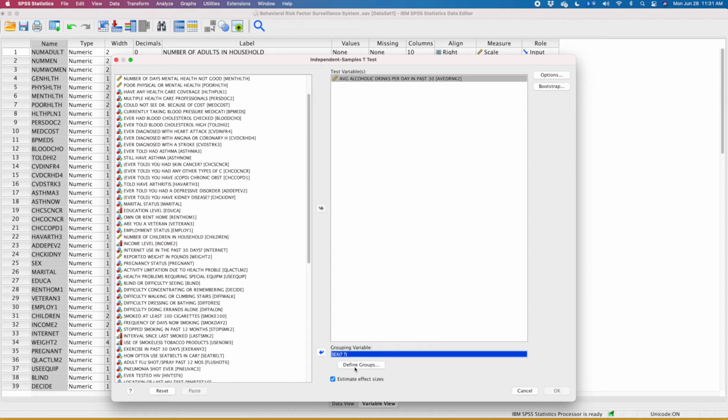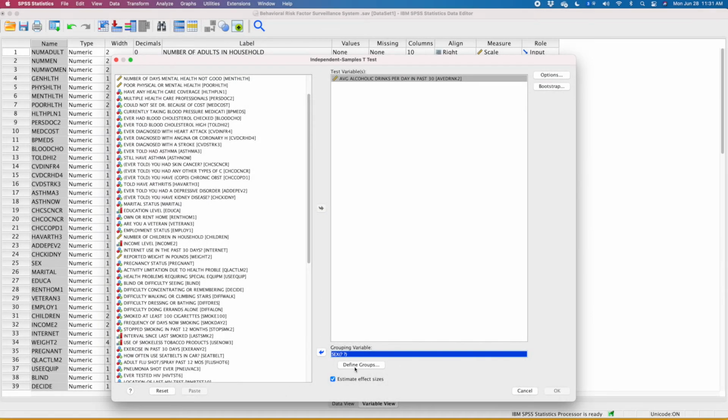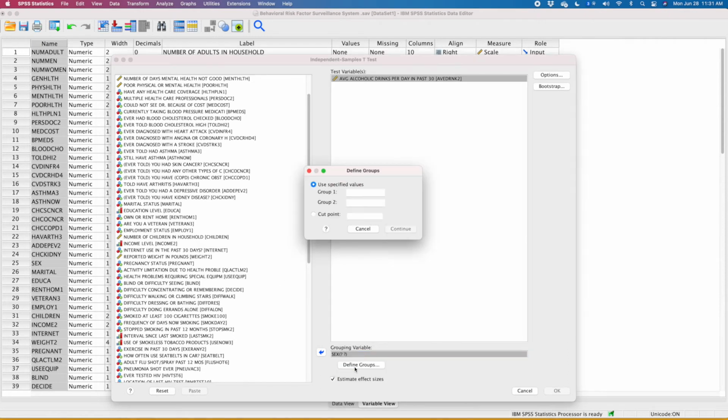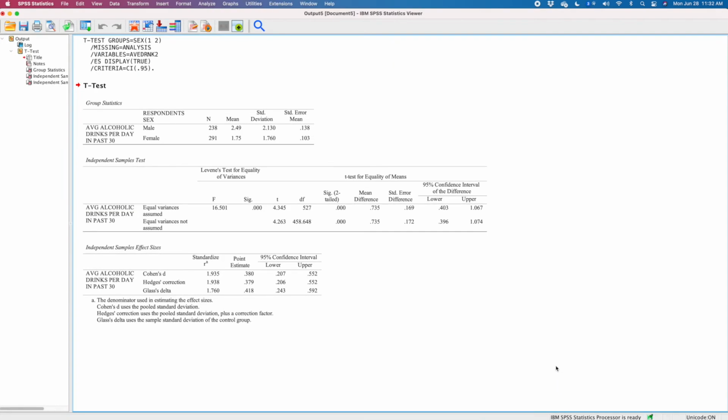And I have to identify those two groups that I want to compare. Even if you only have two groups, SPSS will not do that for you. You have to always manually enter the groups that you want to compare in an independent samples t-test. Click Continue. And here are our results.